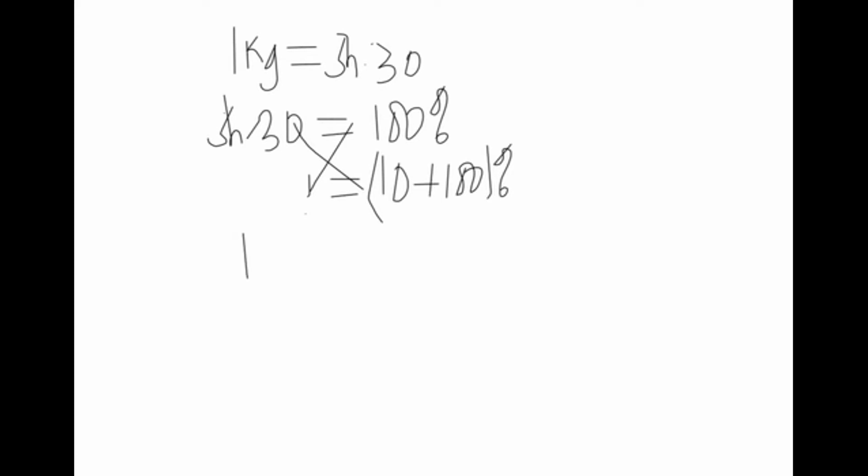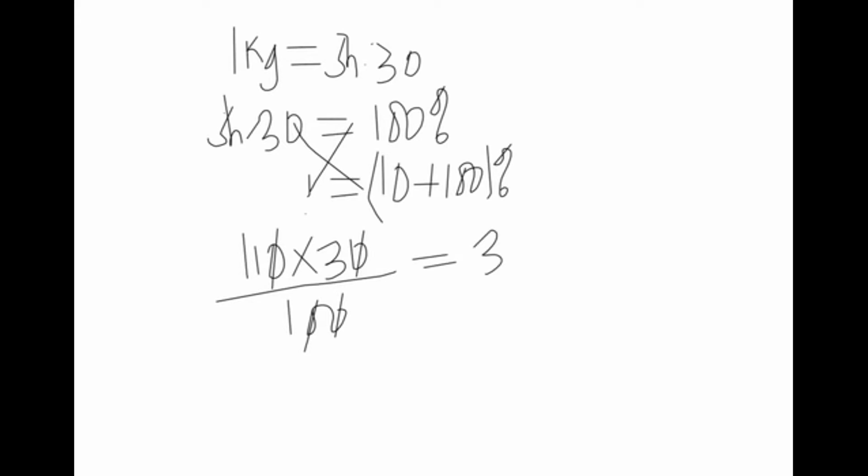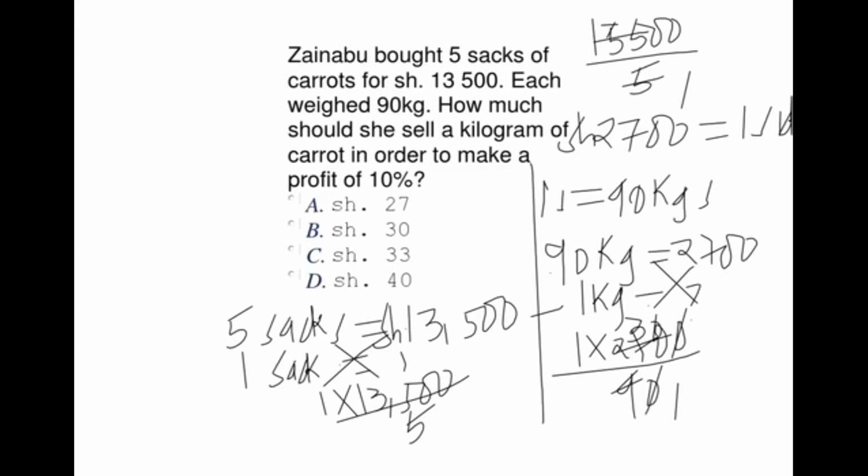So what about 110% will be how much? So we have 110 multiplied by that divided by 100. We have 0 and 0 cancelling, this and this goes. We remain with 11 times 3, which is 33. So she has to sell 1 kilogram of carrot at 33 shillings so that she can make 10% profit.